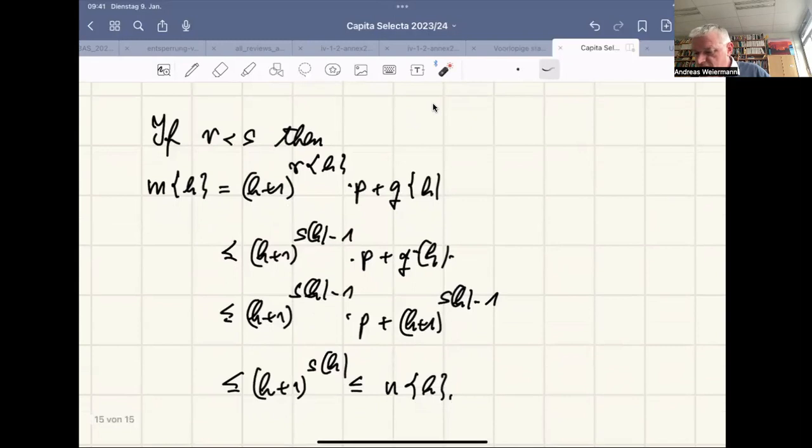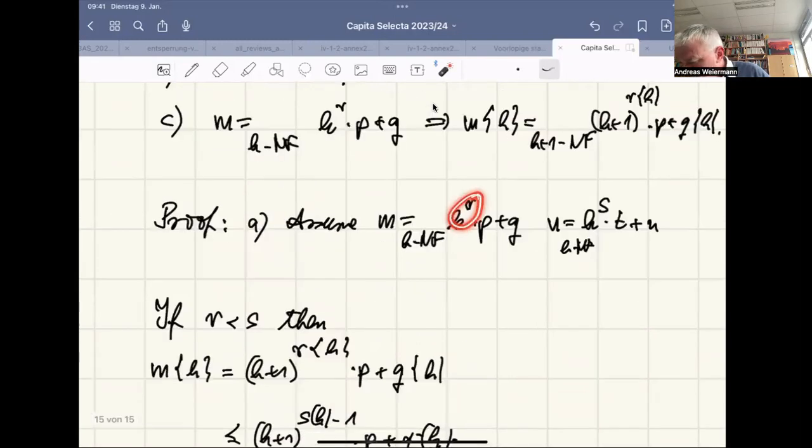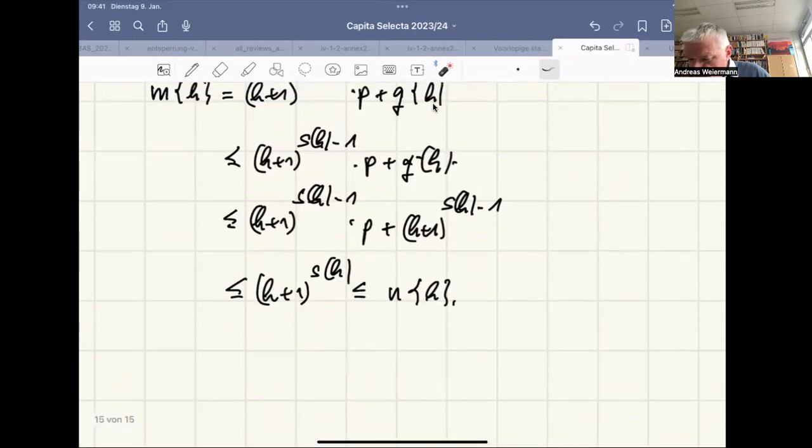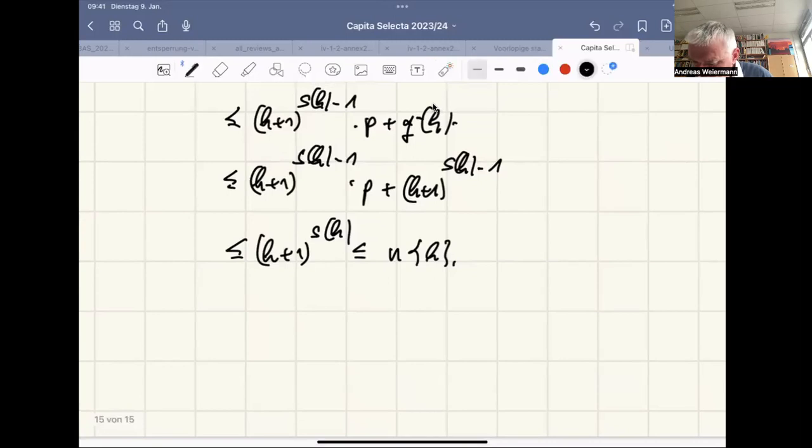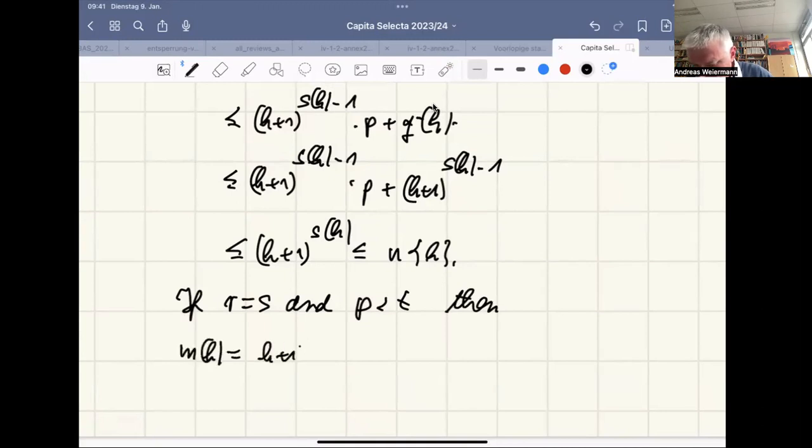And now we continue lexicographically. So this term is now equal to this term. Next situation is p is smaller than t. And this works the same way. If r is equal to s and p is smaller than t, then we obtain what? M of k is k plus 1 to the r of k times p plus q of k.